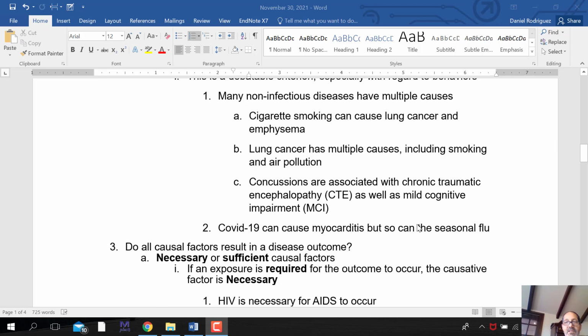One of my favorite examples is concussions, because there was this belief, especially with football, that all the hits one takes, all the concussions one has, make one very unstable. And often when we have these high-profile athletes committing suicide, the belief is that it was because of football, it was because of the concussions. But concussions are also associated with other outcomes like CTE, chronic traumatic encephalopathy, as well as mild cognitive impairment. So they're not just related to suicide.